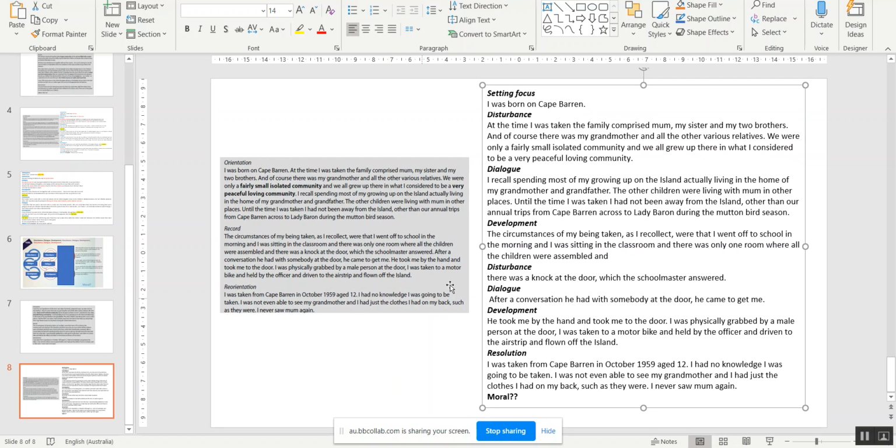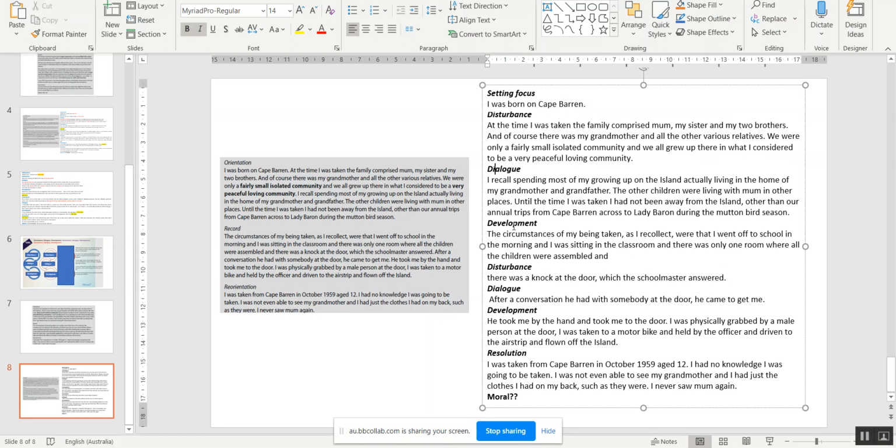2. But we have here again disturbance, dialogue, development, and again disturbance, dialogue, development. I found it extraordinary. I was born in Cape Byron. Now we know where this person is. At the time I was taken, the family comprised mom. I would have put a comma here at the time, but now there's a tendency to be a little bit more American, and they don't put commas anywhere. So at the time I was taken, the family comprised mom, my sister, and my 2 brothers, and of course there was my grandmother, blah, blah, blah, dialogue.